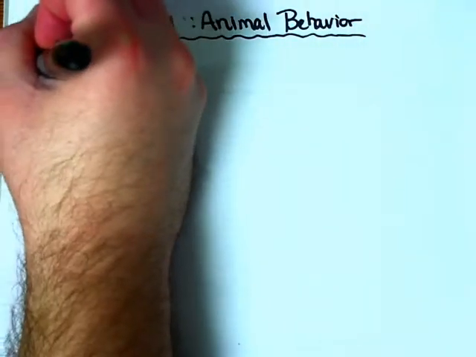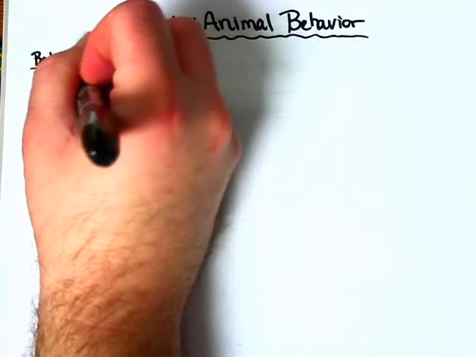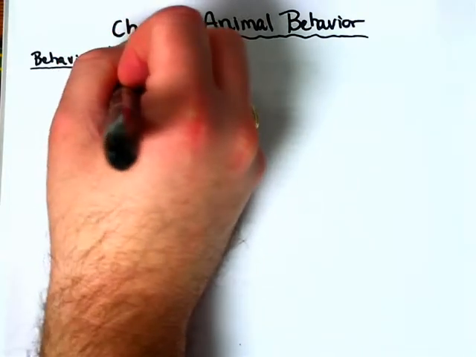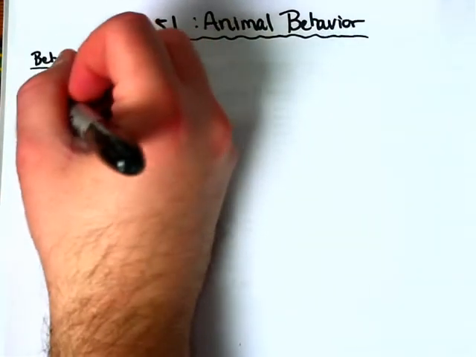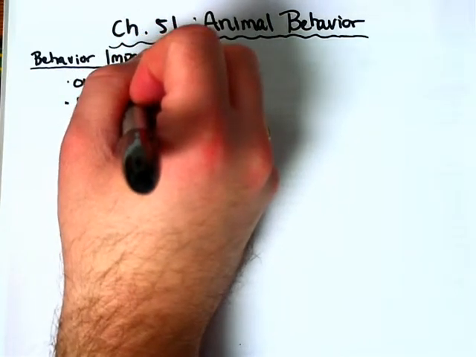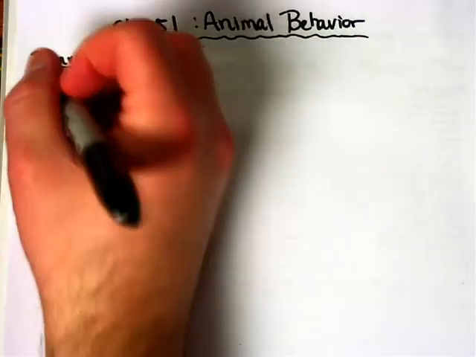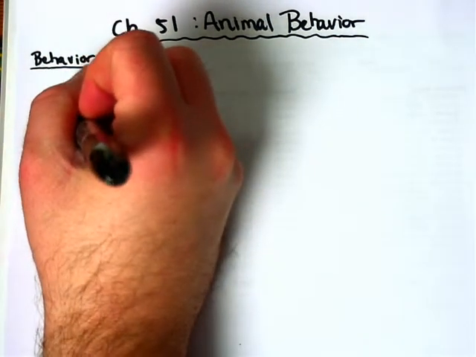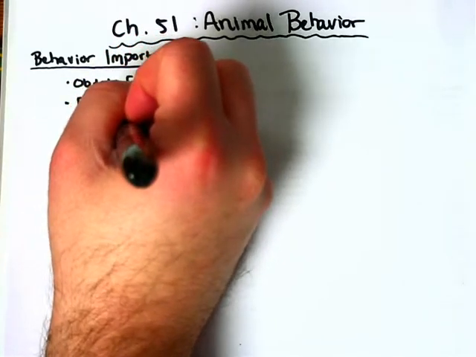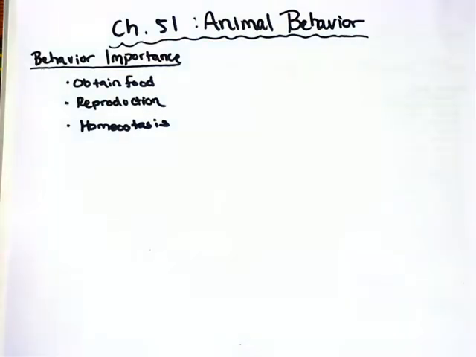What are some of the things that behavior is allowing an animal or creature to do? I think one is that this allows a creature to obtain food. It allows a creature to meet a possible mate. And also a creature's behavior can help to maintain homeostasis, especially if you're talking about a behavior that's in response to a certain stimulus. So you've got some reasons that behavior would be important.